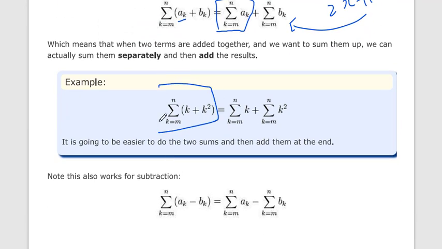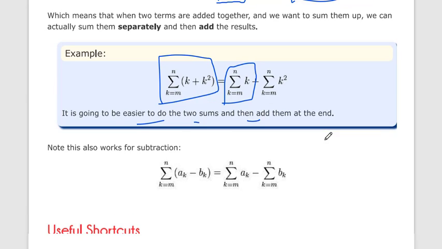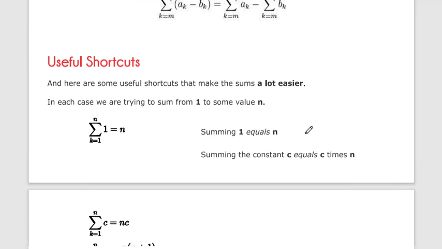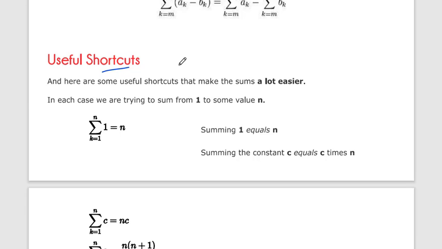So here I have given the example k plus k square. We can sum them differently and then after we can add them. It is going to be easier to do the two sums and then add them at the end. Also it works for subtraction. Now let's see some useful shortcuts in the sigma property.